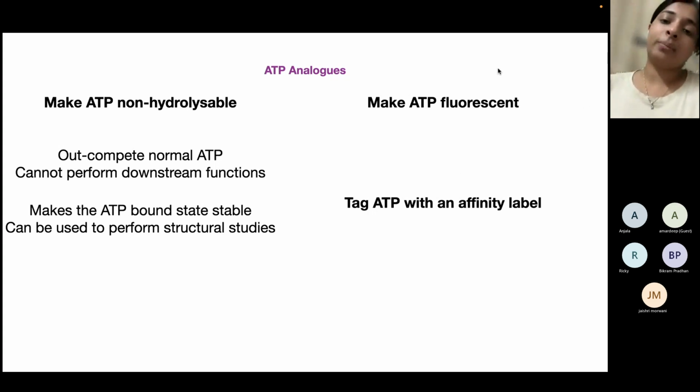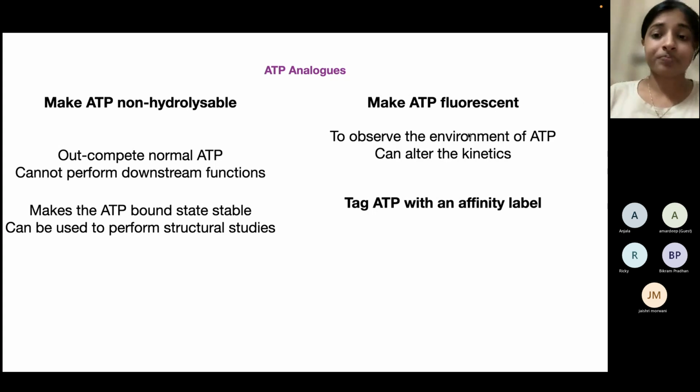You can also make ATP fluorescent. Fluorescent ATPs are also available. Here, it helps observe the environment of ATP. Where exactly is ATP going and binding? That can be visualized by fluorescent microscopy very easily. Which region of the cell, what is happening, that can also be visualized. However, it is highly possible that the addition of a fluorescent group can alter the kinetics of ATP. So one needs to be very careful before concluding something regarding the kinetics of this ATP analog.